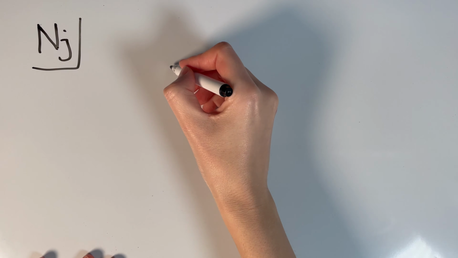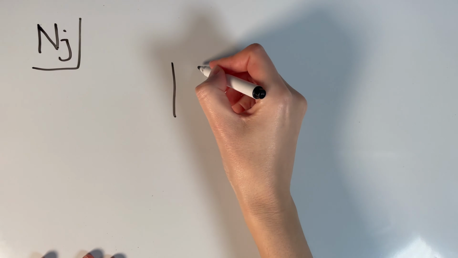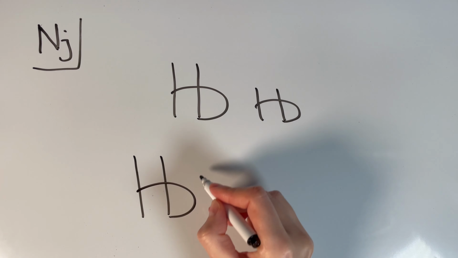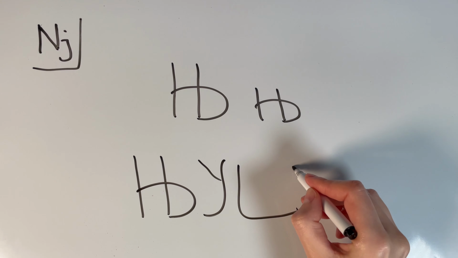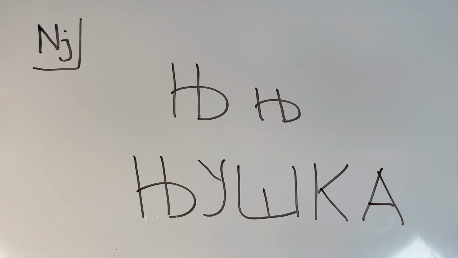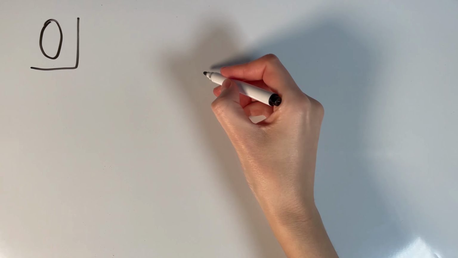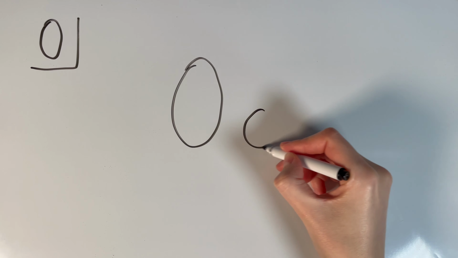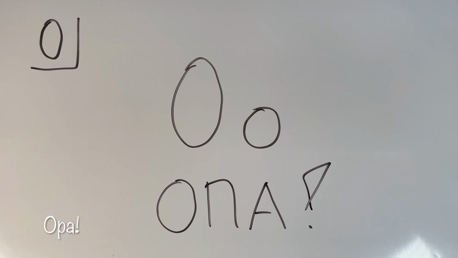Very similar to n is nj. Again, we have this sound in Spanish or Portuguese and some other languages, obviously. And the example word is njuška, which is nuzzle, right? Nuzzle? Yeah, I think so. Then we have o, pretty much the same as in the Latin script.